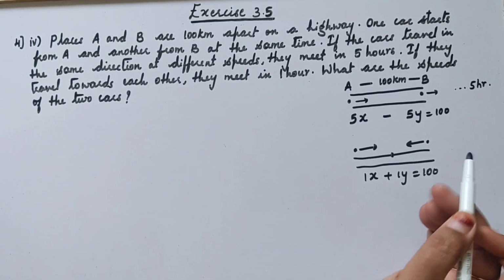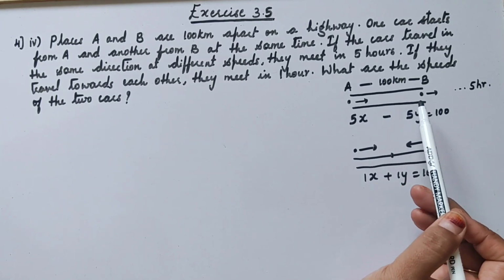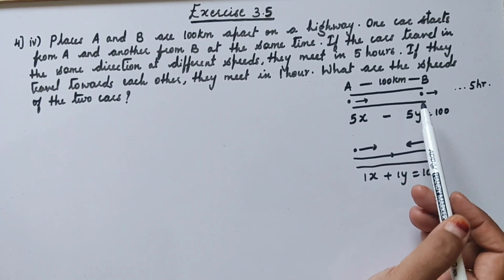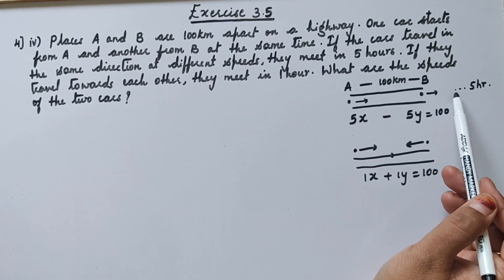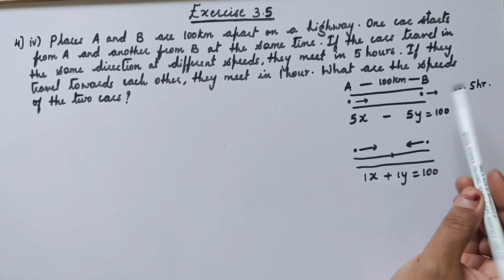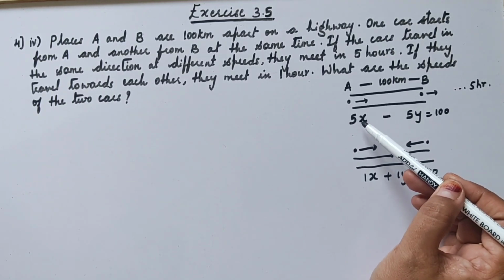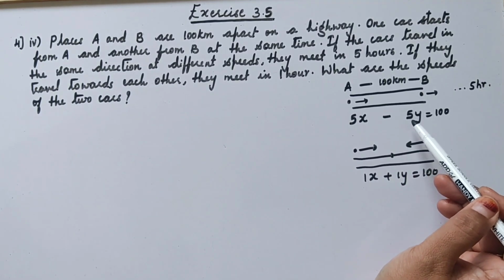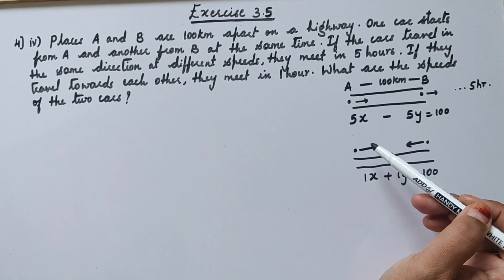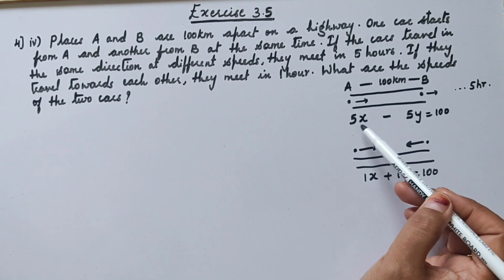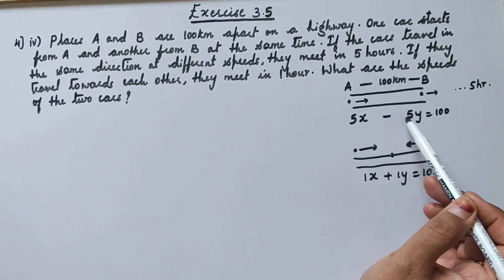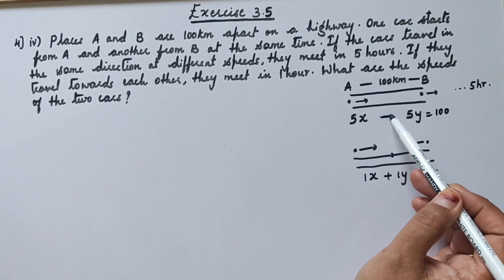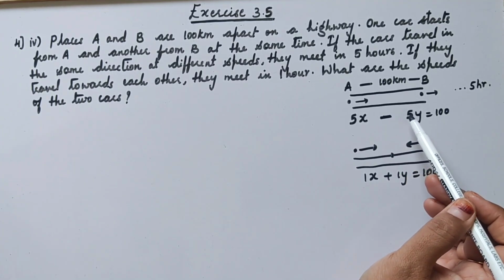So that means when the cars travel in the same direction at different speeds, they meet in 5 hours. So the distance traveled by the first car will be 5x and the distance traveled by the second car is 5y. Therefore, the equation becomes 5x minus 5y, because they have maintained different speeds.